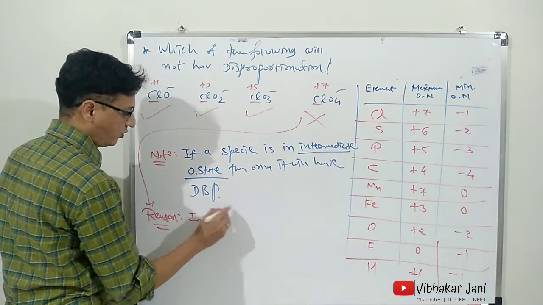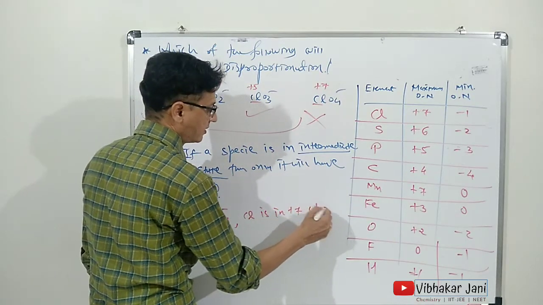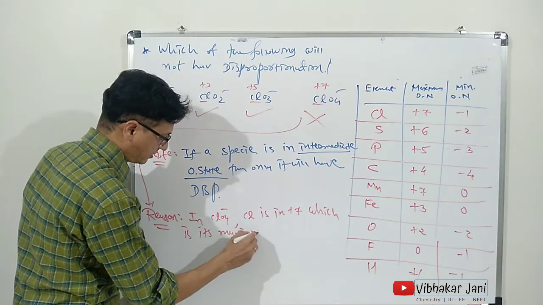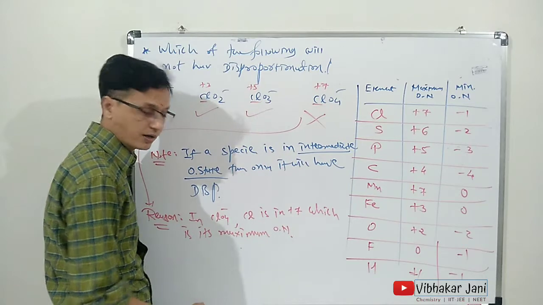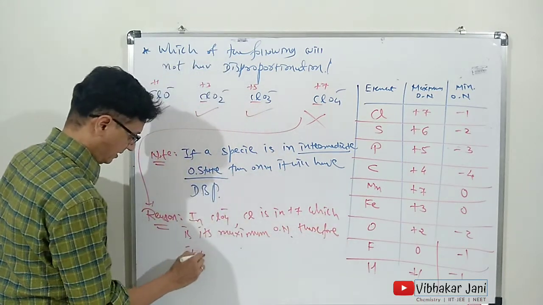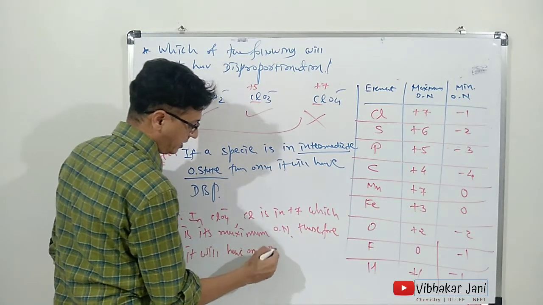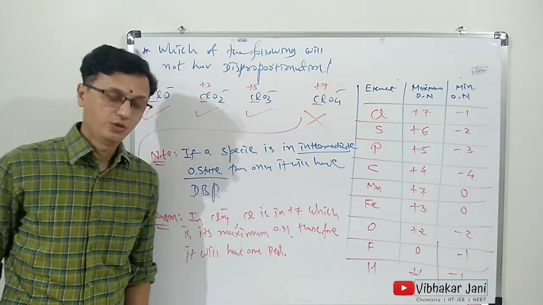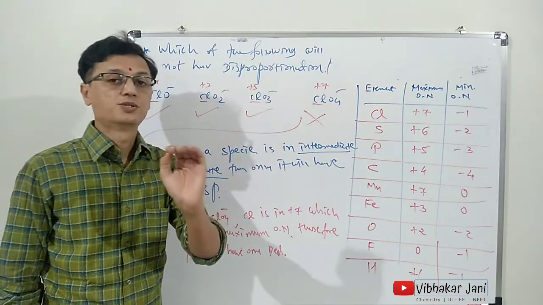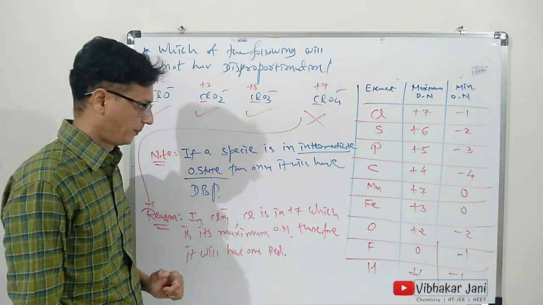in ClO4 minus, chlorine is in +7, which is its maximum oxidation number. Therefore, it will have only reduction. It will not have oxidation. Therefore, it will not show disproportionation. This would be the statement of our answer.